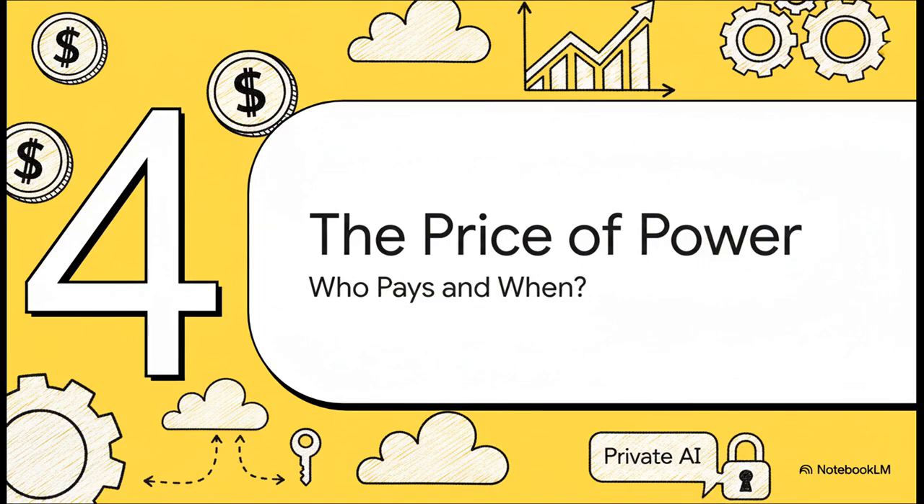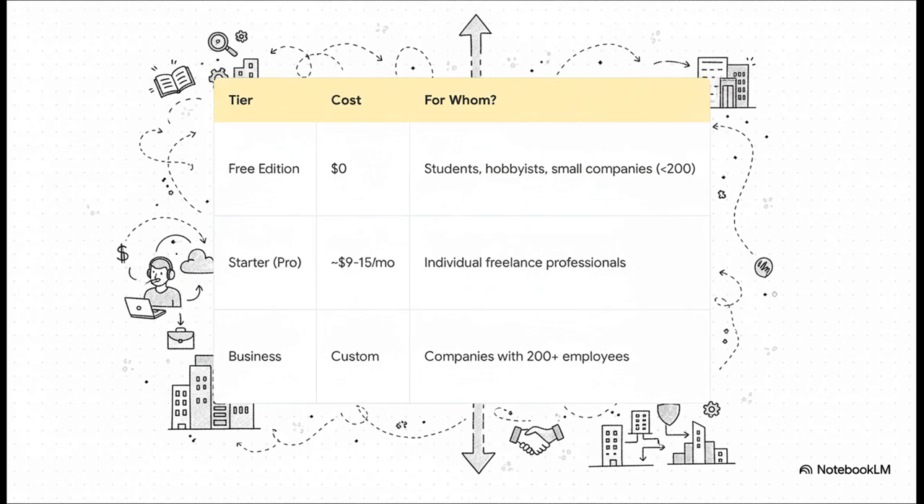But how does Anaconda actually make money? So let's take a quick look at the price of all this power. All right, so the pricing basically breaks down into three main tiers. First, there's the free edition, which is awesome. It covers students, hobbyists, and even small companies. Then you move up to a starter or pro tier, which is aimed at individual freelance professionals. And at the top, you've got the business tier with custom pricing for big corporations.